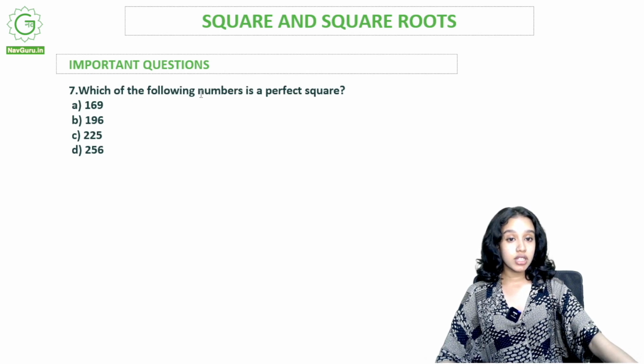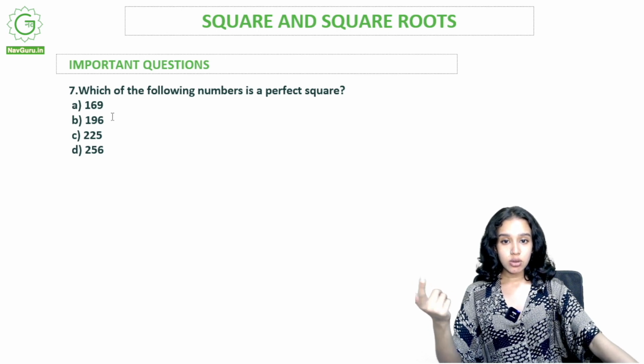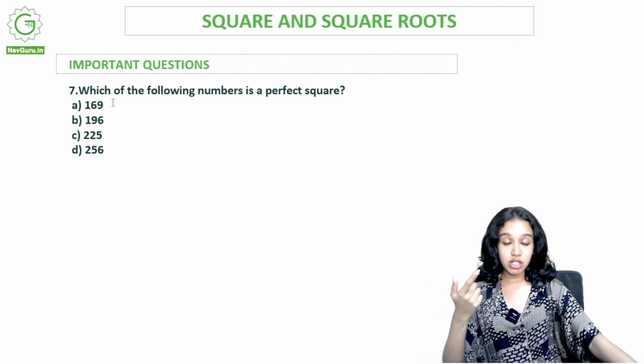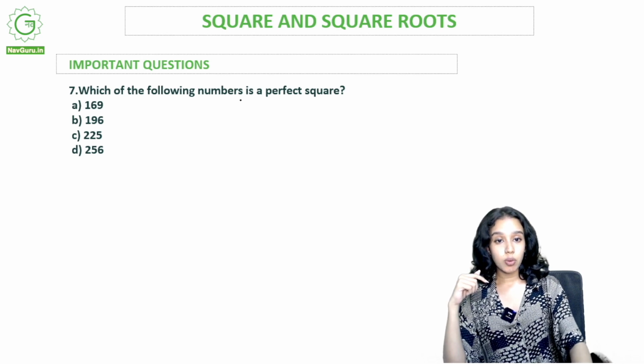Which of the following numbers is a perfect square? Again, we have the same kind of question and we'll check. So this one we can't say by looking at the unit place because we have 9, 6, 5 and 6. So 169, is it a perfect square?